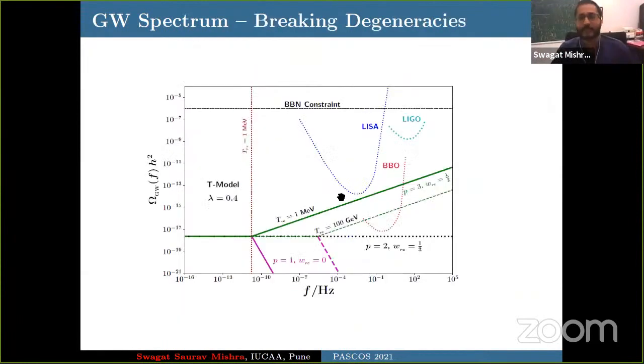In my last plot, I show you the behavior during reheating of gravitational waves. The behavior of gravitational waves, those entering during reheating, if the equation of state is stiff, or equation of state is radiation-like, or if it is shallow and matter-like. So you have a clearly distinct behavior of this spectral energy density, and that also helps in breaking the degeneracies.